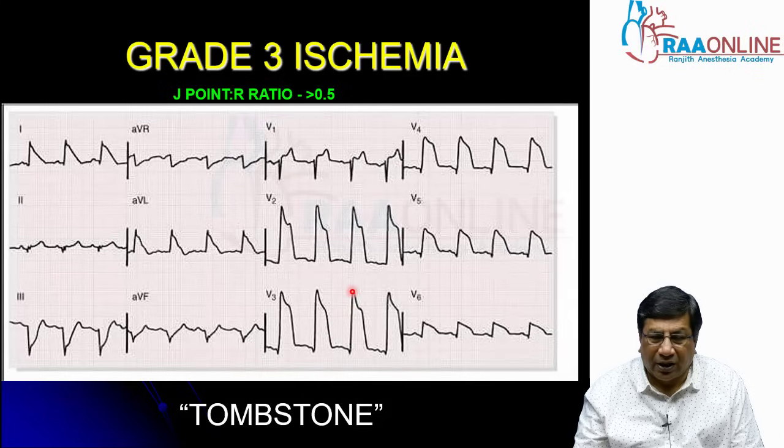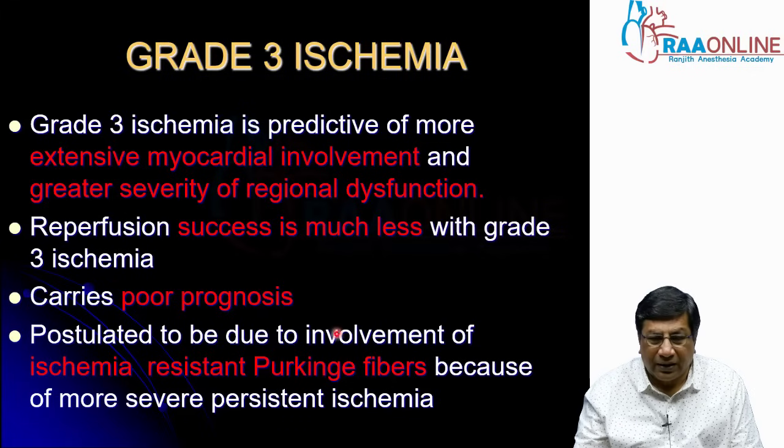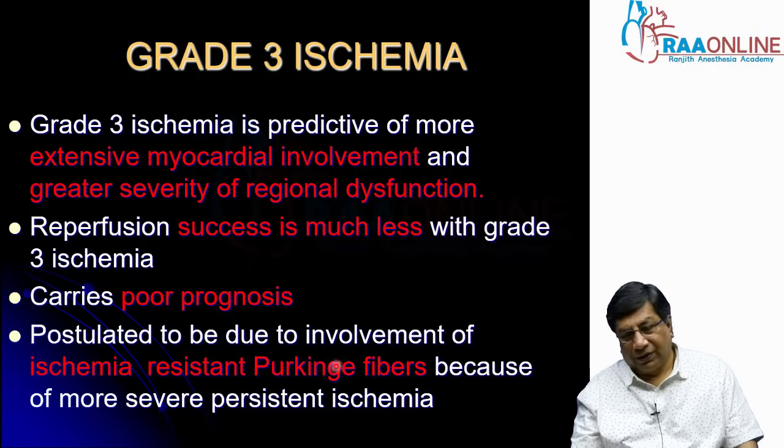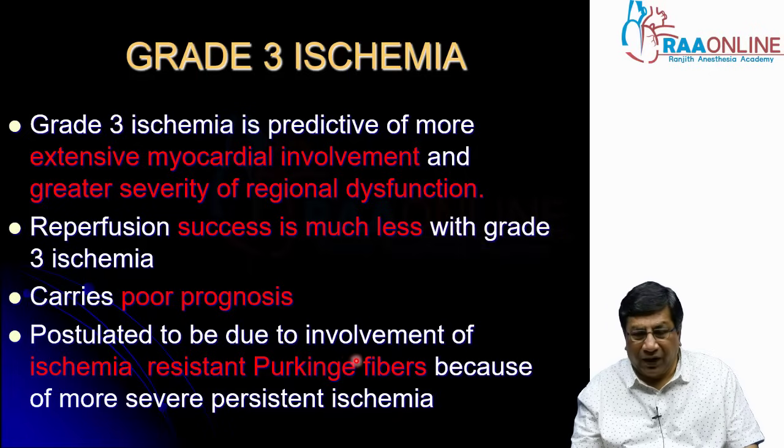So that's why it's called tombstone ischemia. Very bad prognosis, grade 3 ischemia, because of a very important pathological factor. This type of ST elevation happens only when the ischemia resistant Purkinje fibers are involved. So when the Purkinje fibers are involved, it's a very high risk infarction, because only extensive infarction involves the ischemia resistant Purkinje fibers.